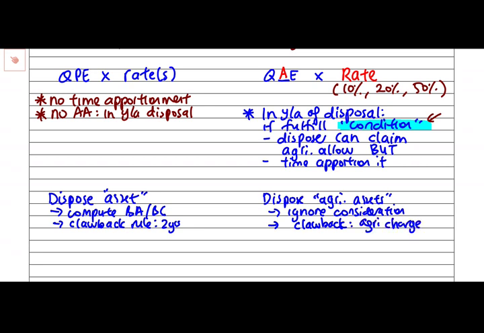Because this is agriculture, we call it the agriculture charge. That we claw back if you dispose of it within 5 years. So basically, you are not supposed to sell your agricultural asset within 5 years.